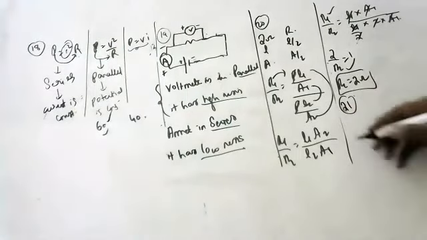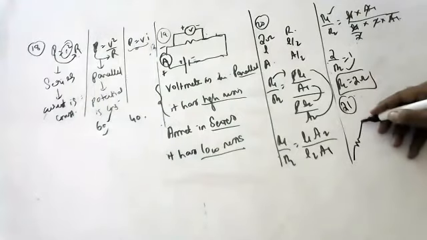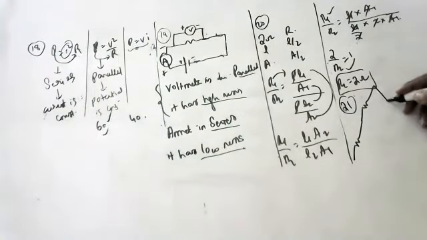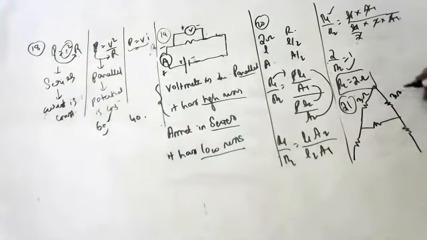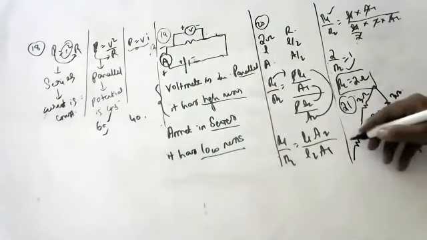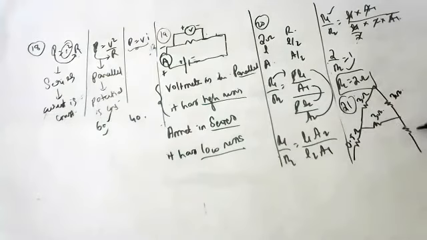Children, they have given a circuit. Please see here, all of you. This is 3 ohm, this is 3 ohm, this is 3 ohm, this is 0.5 ohm, this is 0.5 ohm. All of them are connected to a 3-volt battery. This is the circuit. Find the current in the circuit.